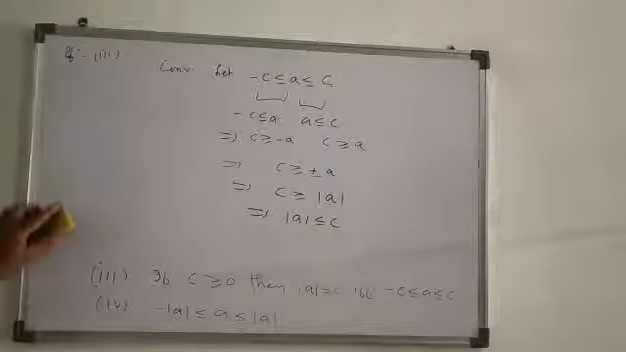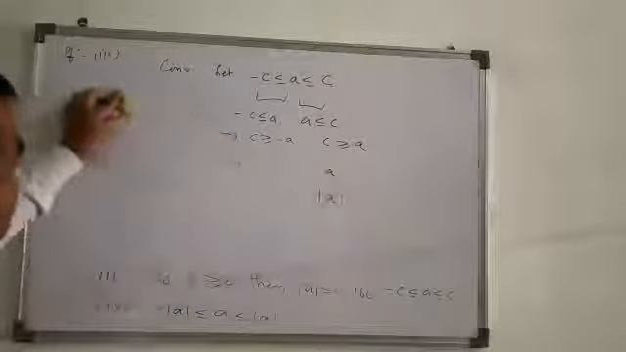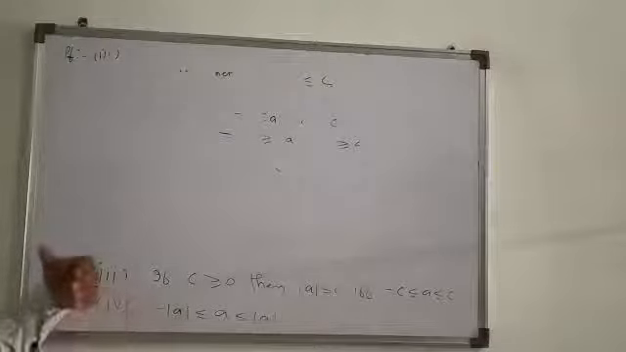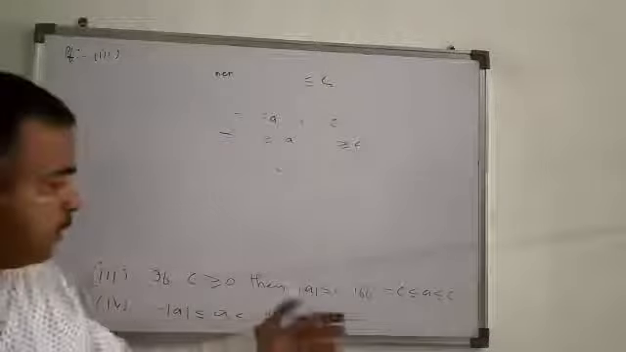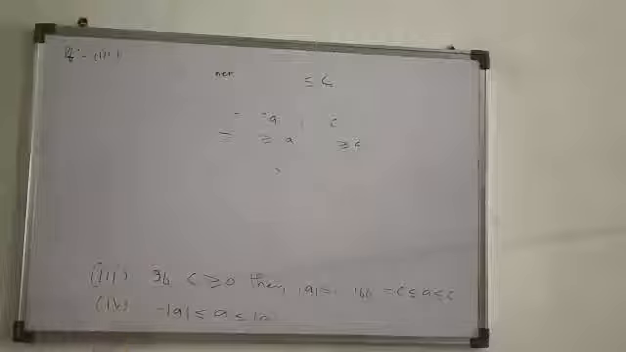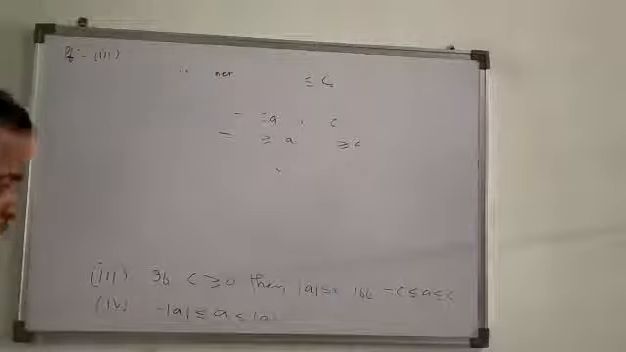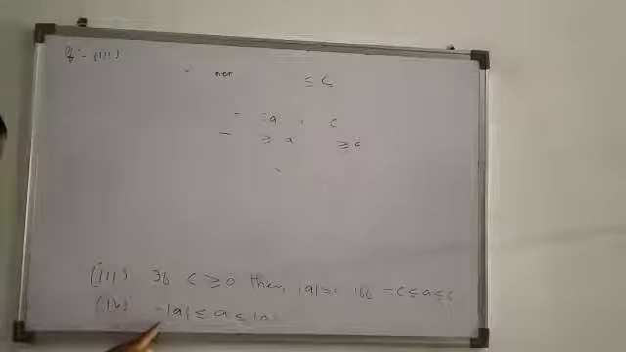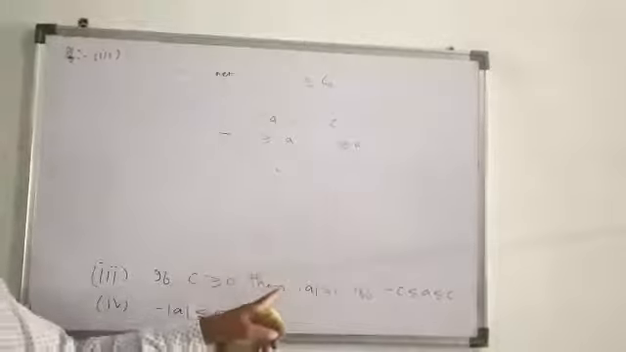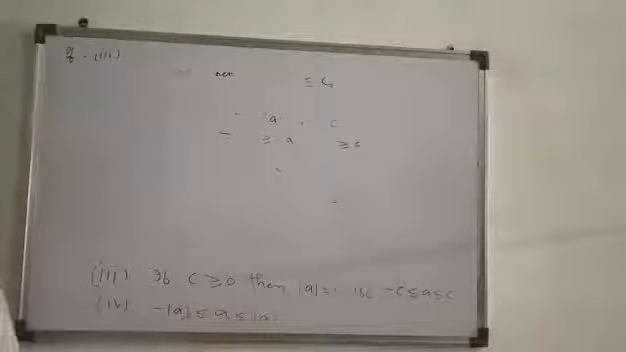But what about the proof of the fourth part? Proof of the fourth part is simple. In the third part, if we replace C by mod of A, we get the proof of the fourth part. So I think there is no need of writing it out. Let us look again. In order to prove the fourth part, minus mod of A less than or equal to A less than or equal to mod of A, first we prove the third part and then we take C as mod of A, and this proves the result.